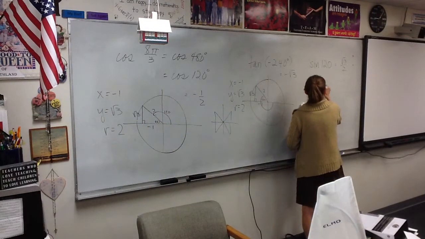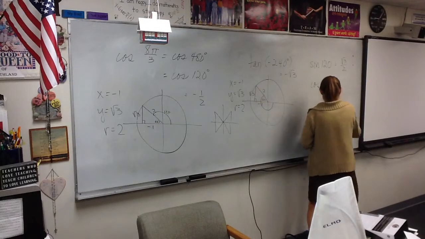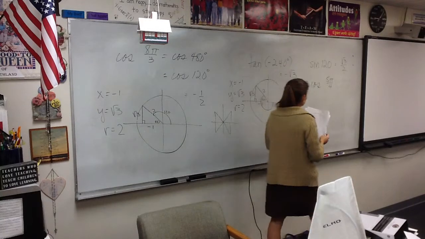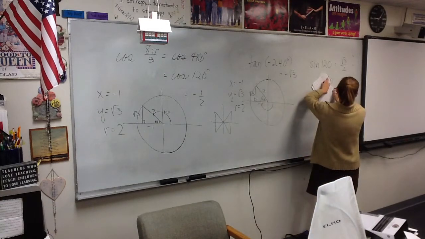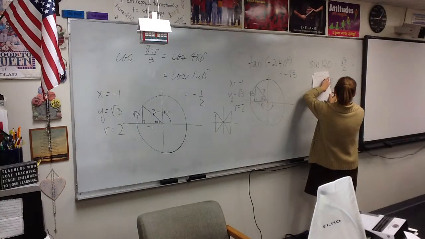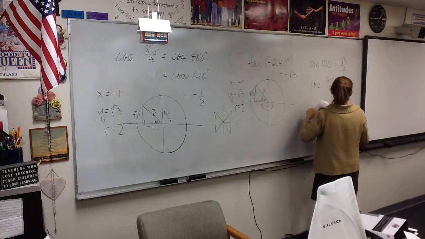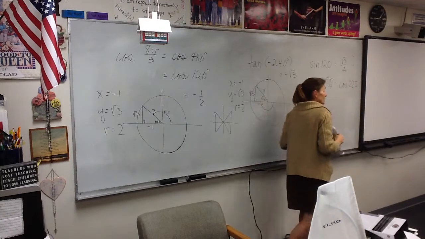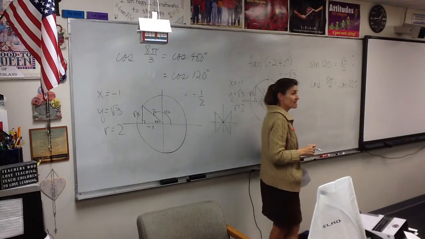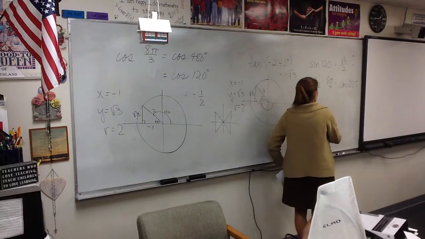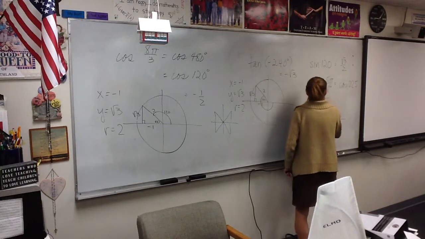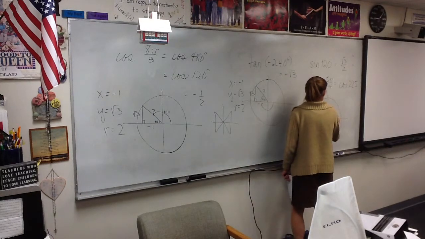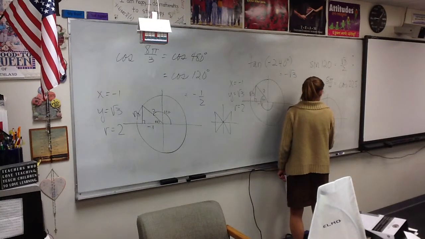How about cosine 5 pi over 4? Well, what's pi? 180. Divided by 4 is 45, times 5 is 225. So we're looking for the cosine of 225. So, where will 225 be? Which quadrant? Down here in the third quadrant.